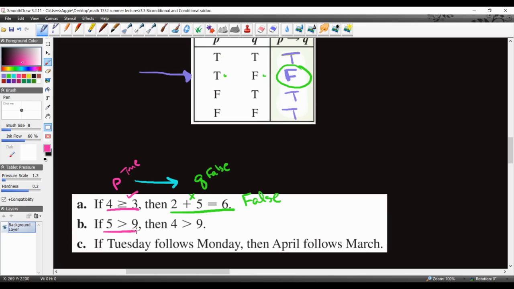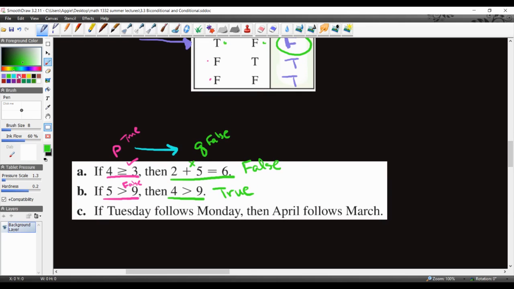If 5 is greater than 9, remember this is P, then 4 is greater than 9. Well, let's look at the first one. So we have if 5 is greater than 9, that's false. But at this point, it doesn't even matter what this is because if you notice, both of the false are going to come out true regardless. Okay, so this one is true.